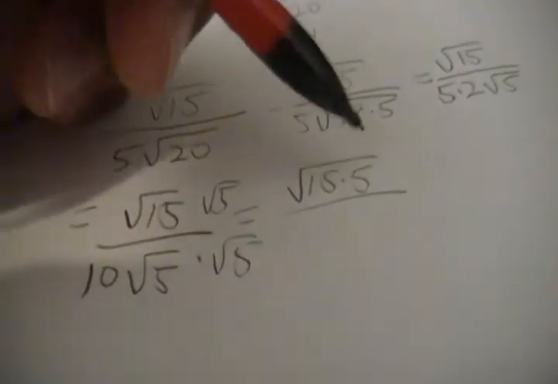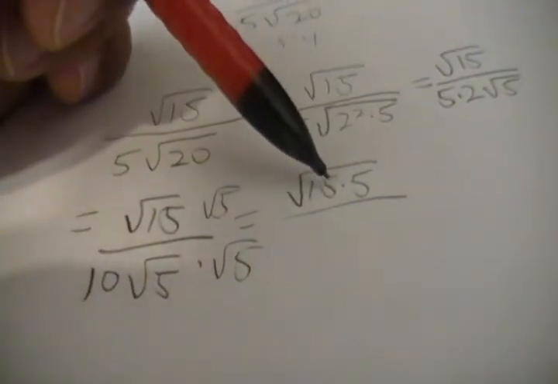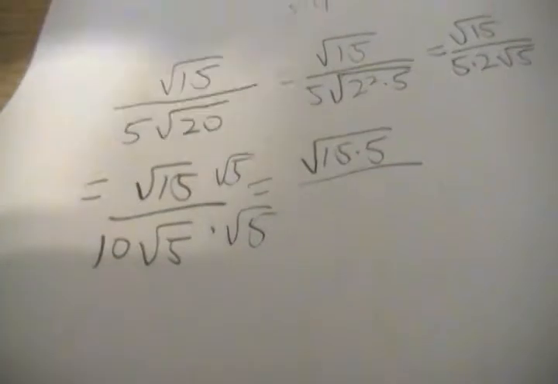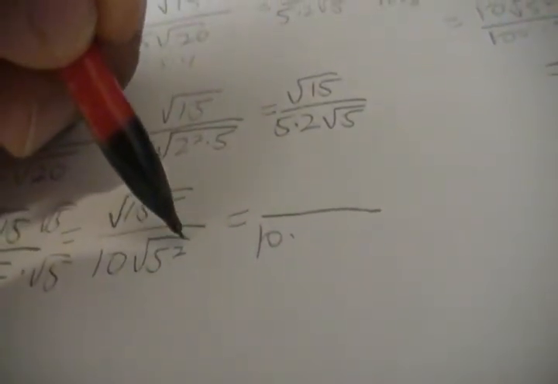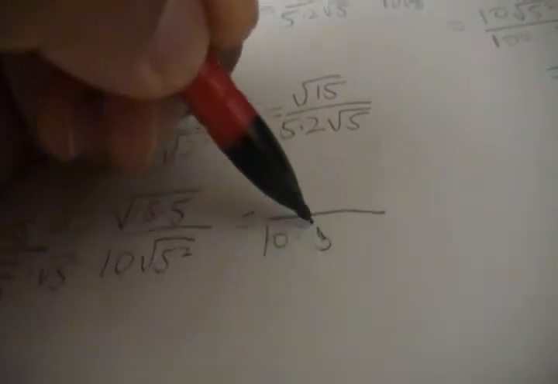Try not to combine, because in the long run it actually helps you see clearly the factors you can square root and stuff. And then this becomes 10 times 5 squared. Alright, so let's work on the denominator first. So this becomes 10 times 5 squared. The square root of that is just 5, right? So it's 10 times 5.